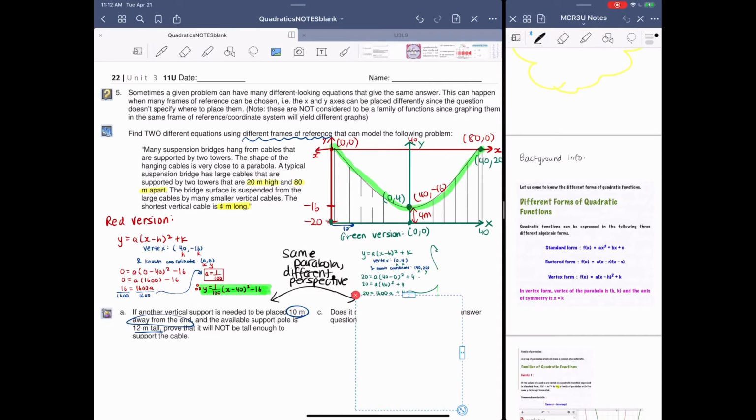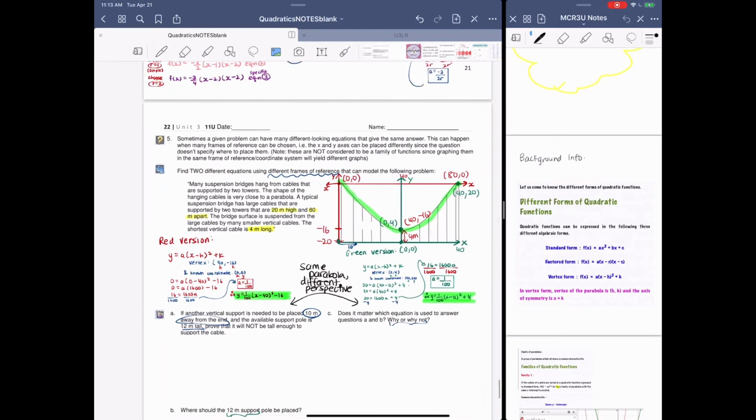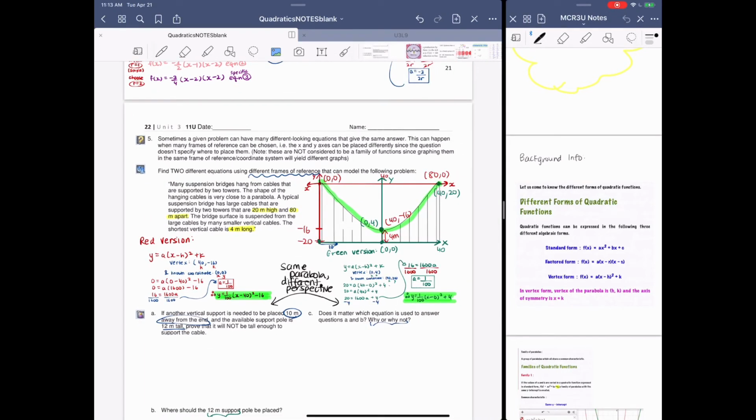I'm going to move that plus 4 to the other side. And I get 16 equals 1,600a. I want to divide both sides by 1,600, and I'll get a equals 1 over 100. And therefore, I'll get y equals 1 over 100, bracket x minus 0, bracket squared, plus 4.